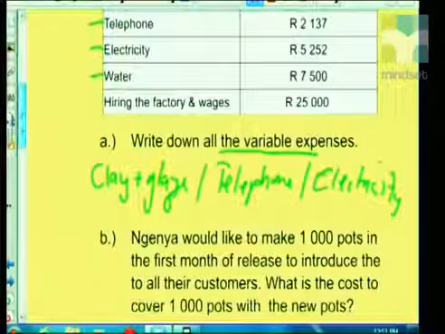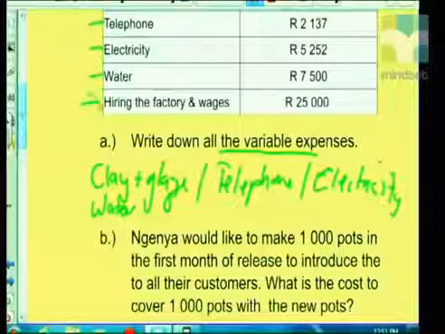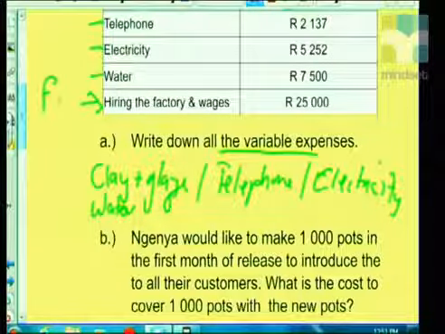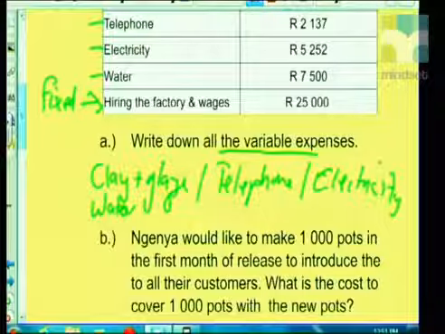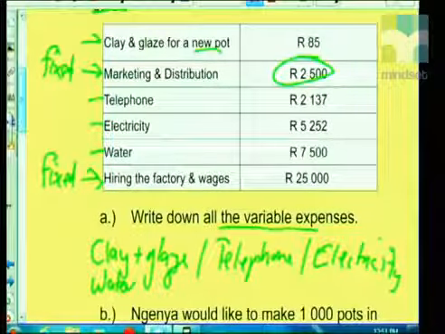What about water? Water would also be variable. It's not likely to be fixed. It's going to change with the usage. If you're putting more pots through, you're going to need more water to wash up the dishes, and you add water to the clay as well. All of that stuff is going to be a variable expenditure. What about hiring the factory and the wages? No, that's fixed. So in total, what you can see here, we've got 2 fixed costs and the rest are variable.